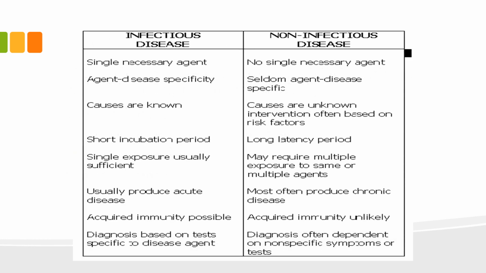So this is a comparison table for non-infectious and infectious diseases, their main differences. For non-infectious diseases, which is the highlight of the lecture, again there is no single necessary agent. It's seldom agent disease specific, causes are unknown, and interventions are often based on risk factors. There's a long latency period, it may require multiple exposures, and they produce chronic disease. Acquired immunity is not likely, and diagnosis is often dependent on non-specific symptoms.